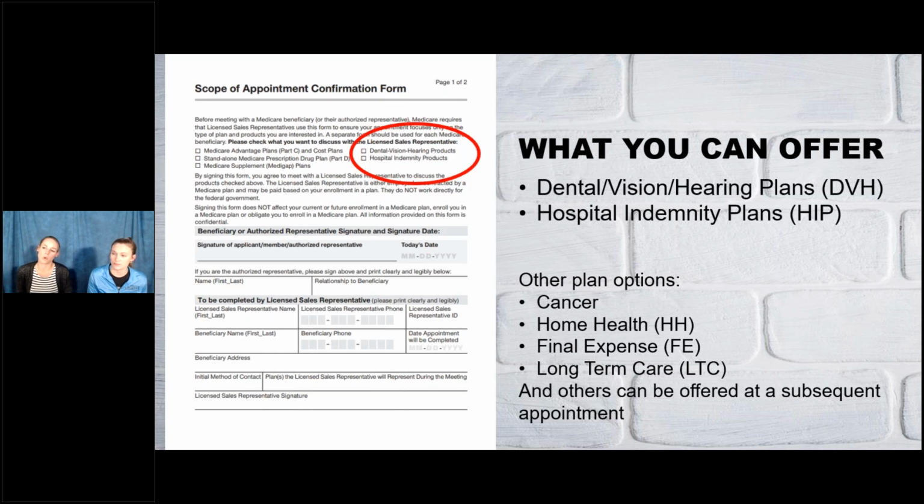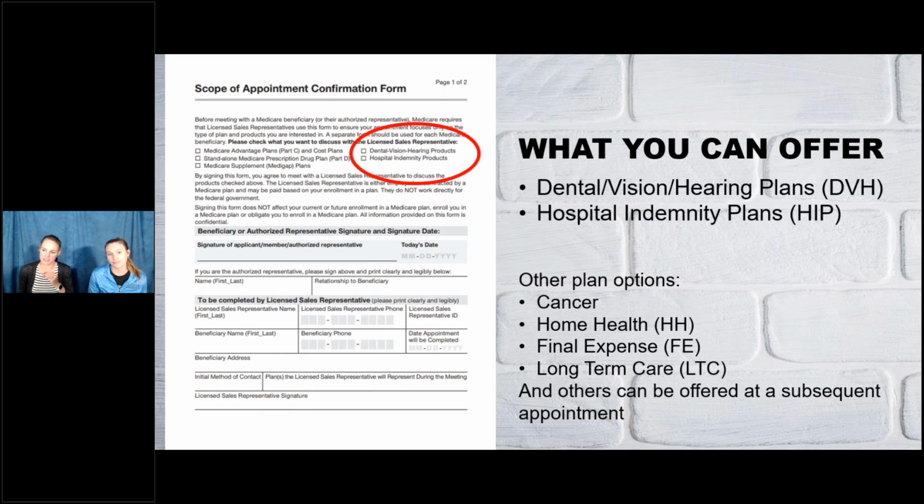The way that it's worded, if you look at the MCMG, the Medicare Communication Guidelines, what it comes down to is you can't talk about financial related products. Financial being final expense, life insurance, long-term care, which is asset protection. So it does explicitly talk about those. It doesn't explicitly talk about cancer or home health care.